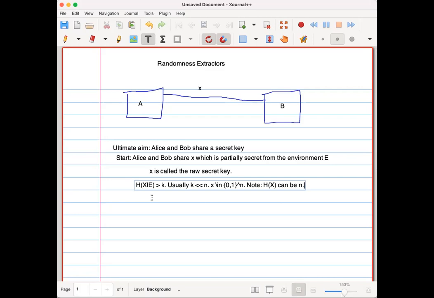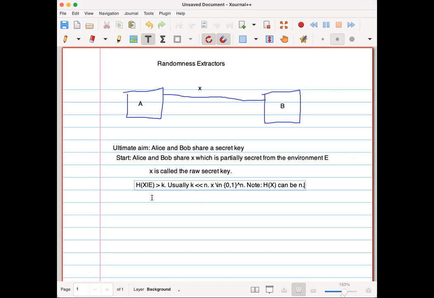In the previous case, if H of X is equal to N, but Eve knows what X is perfectly, then H of X given E is actually zero. So that is bad for us. You want to say things are not so bad. There is some partial secrecy, but it is not complete secrecy. That means H of X given E is not zero.